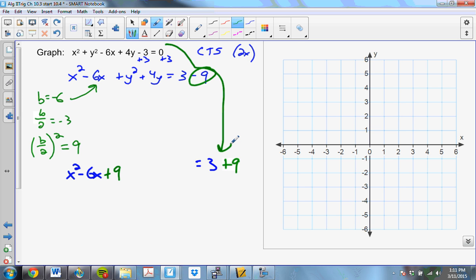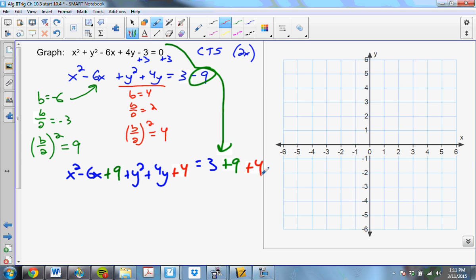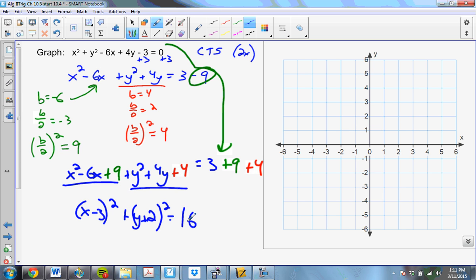I can do it with the y's also. This y has a b value of 4. So b over 2 is 2, and b over 2 squared is 4. So I'm going to have y squared plus 4y plus 4. I added 4 to this side, I added 4 to this side. Well, now I can factor. This factors into (x minus 3) squared. This factors into (y plus 2) squared. And this becomes 16. How nice, it now worked out to a perfect square.